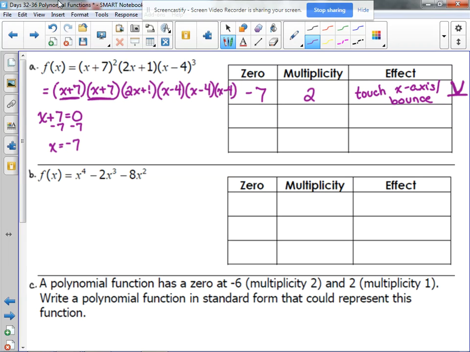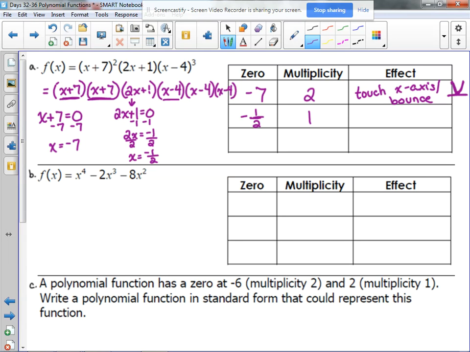Okay? We've got another one. We've got 2x plus 1 here equal to 0. So we subtract 1 from both sides. So 2x is equal to negative 1. Then we divide by 2. So x is equal to negative 1/2. That is another zero of this function. It's not repeated. It only shows up once. It has multiplicity 1.